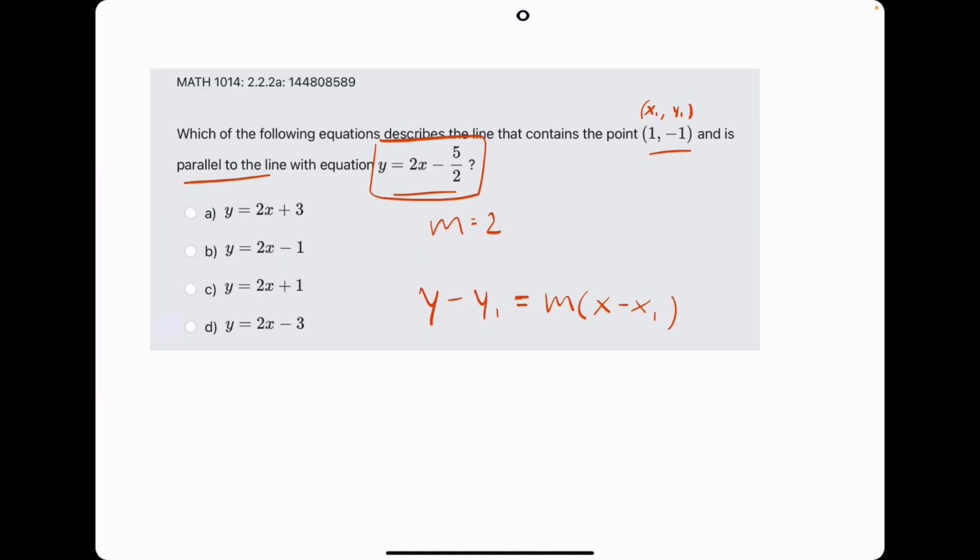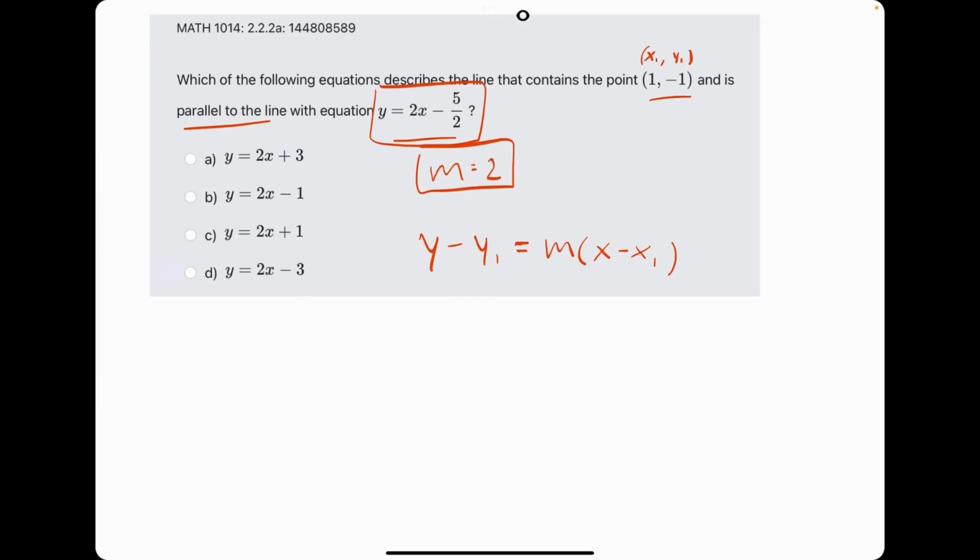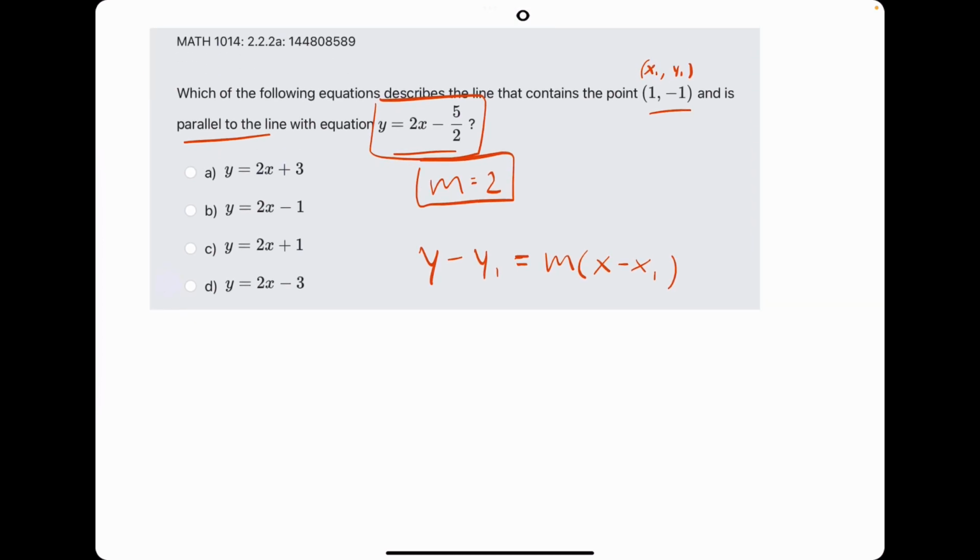and you were given a slope, which we have just identified as 2, and we're basically just going to plug them in to this structure here, leaving y as y and x as x. So y minus y1, which is -1, equals m, which is 2, our slope. X stays as x, and we're subtracting x1, which is 1. So just like that, we have an equation of a line.